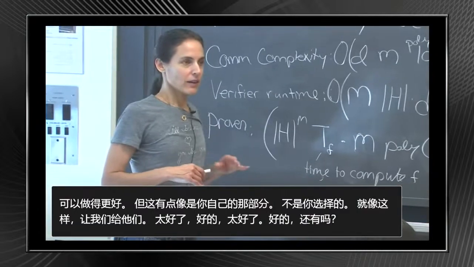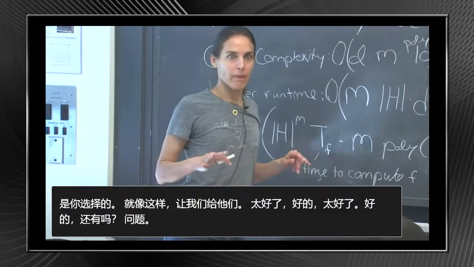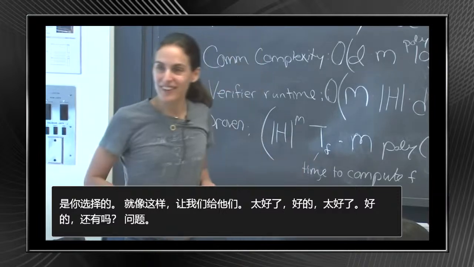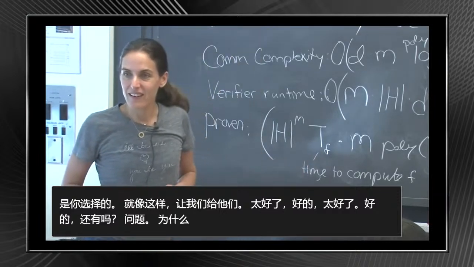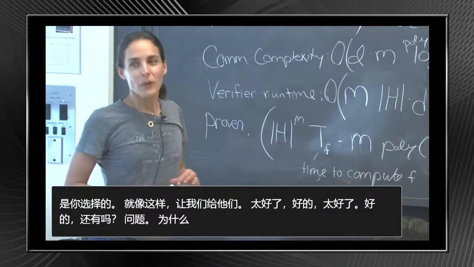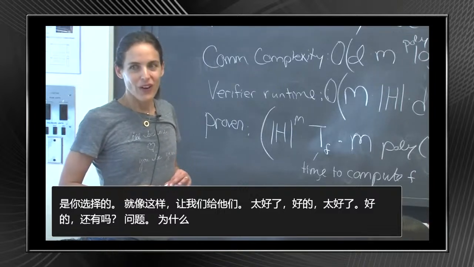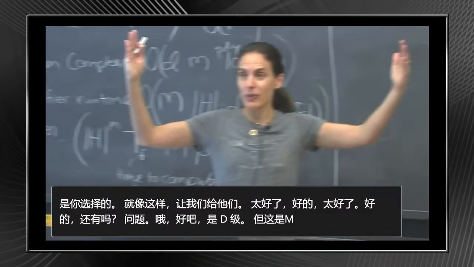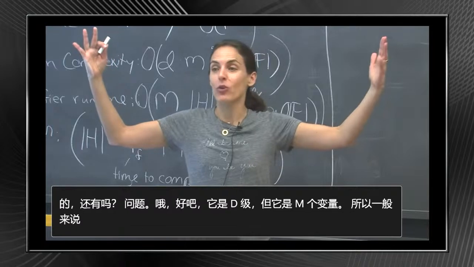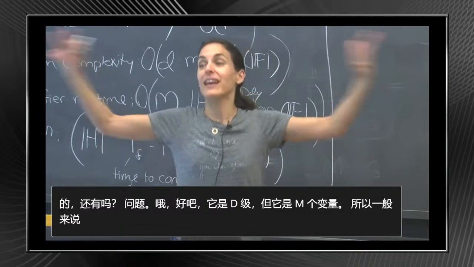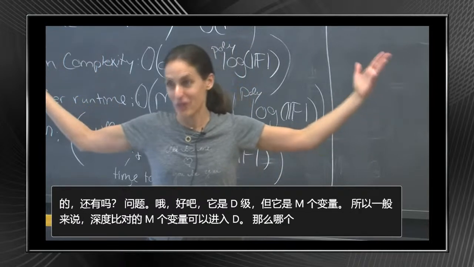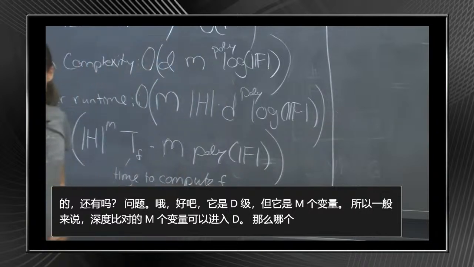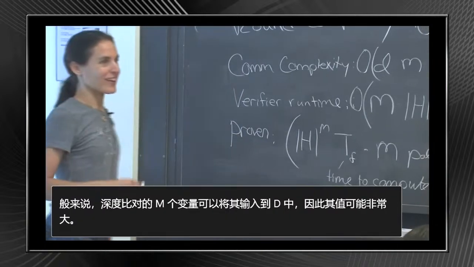Okay, any more questions? Yeah? Why would an oracle compute ever be useful? Isn't the size of that always small because it's degree d? Oh, okay, it's degree d, but it's m variables. So in general, a degree d polynomial with m variables can have size like m to the d, which can be very big. Great question. d to the m, sorry. Yeah, great question.